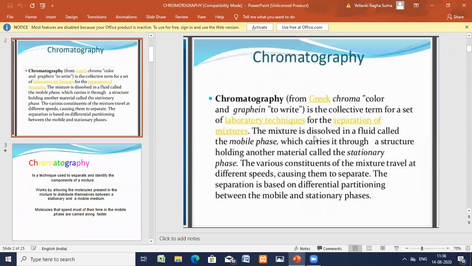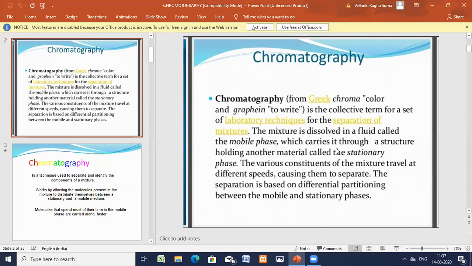So what are the different types of chromatography? Chromatography comes from the Greek chroma, meaning color, and graphein, meaning to write. It is a collective term for the set of laboratory techniques for separation of mixtures. The mixture is dissolved in a fluid called the mobile phase. Whatever mixture we are going to separate, we dissolve it in a fluid, and that fluid is called the mobile phase.